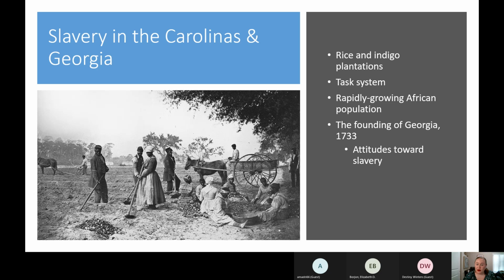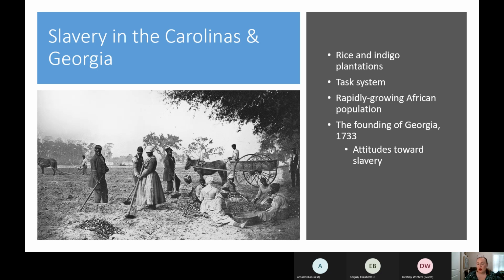Georgia is founded, it's one of the last colonies founded of the English colonies in 1733. And initially, the colony of Georgia, which is a proprietary colony, initially bans slavery. The idea of James Oglethorpe, who the colony belongs to, is that Georgia is going to be a place for Englishmen to get a free start, particularly people who had served prison time for debt.